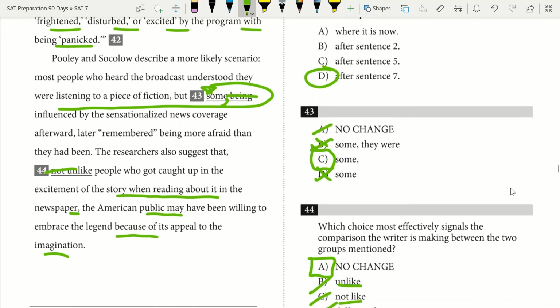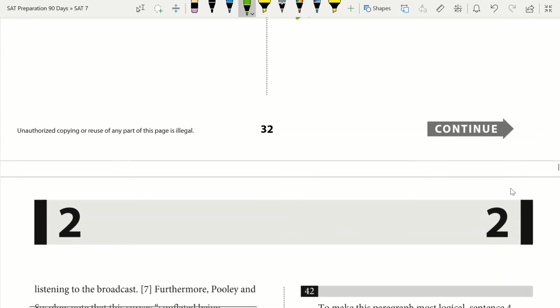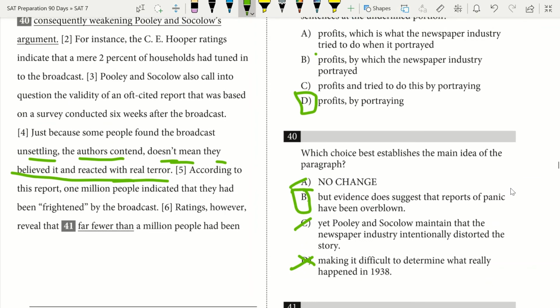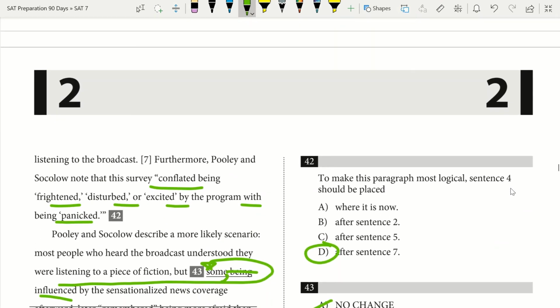43, like I said, I messed up a little bit there. I circled D at first, and D would be incorrect. We need to have a comma after the word "some" because the word "influenced" is going back and modifying the word "some." I also, on question 42, at first was thinking after sentence 5, because sentence 5 talks about that frightened, but then when I went down I saw in sentence 7 we talk about conflating frightened, disturbed, or excited with actually being panicked. So a better placement for sentence 4 then would be after sentence 7, right?